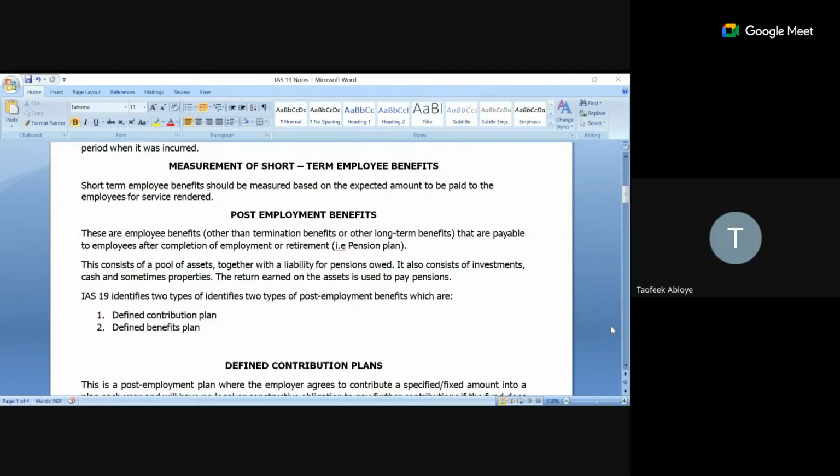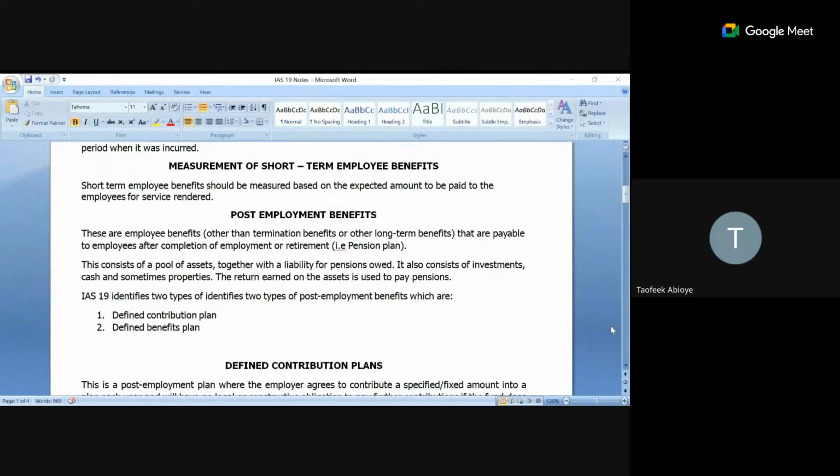So now, if you look at it, it makes sense. Before we talk about types of post-employment benefits, I'm just trying to paint this scenario. We are gathering 20,000 every month, and that is how our pension works. If you look at our pension, all of us have pension accounts.